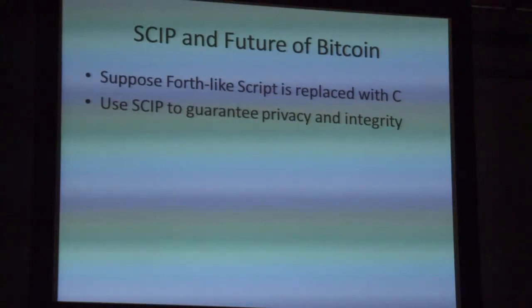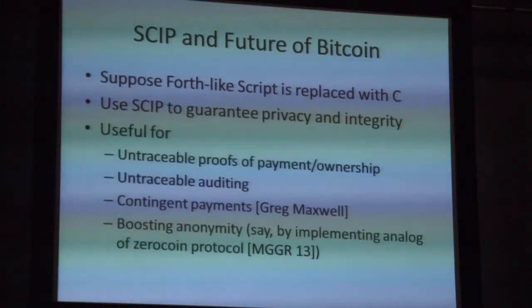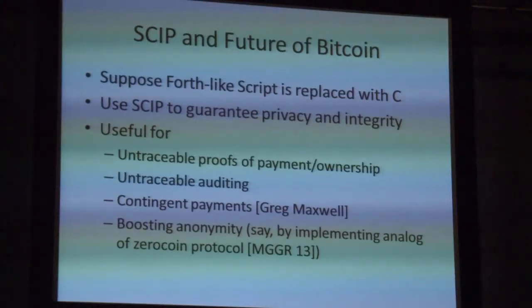Then you could use our system to guarantee privacy and integrity, and there's a whole range of things that you could do with that. You could get untraceable proofs of payments and proofs of ownerships. You could get untraceable auditing, again, verifying all kinds of things about your history for tax purposes or whatever it is without revealing any information about the actual coins that you own and so on.